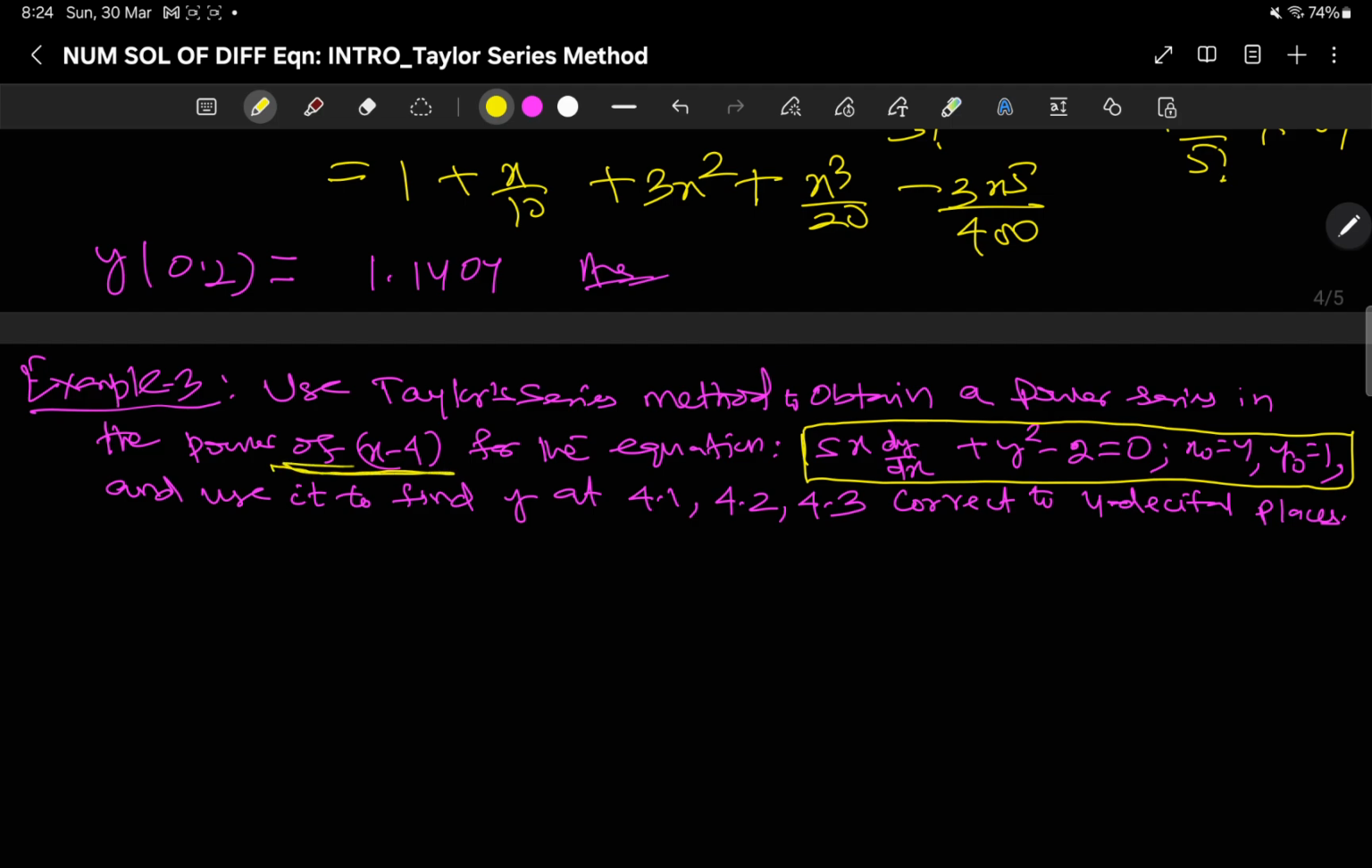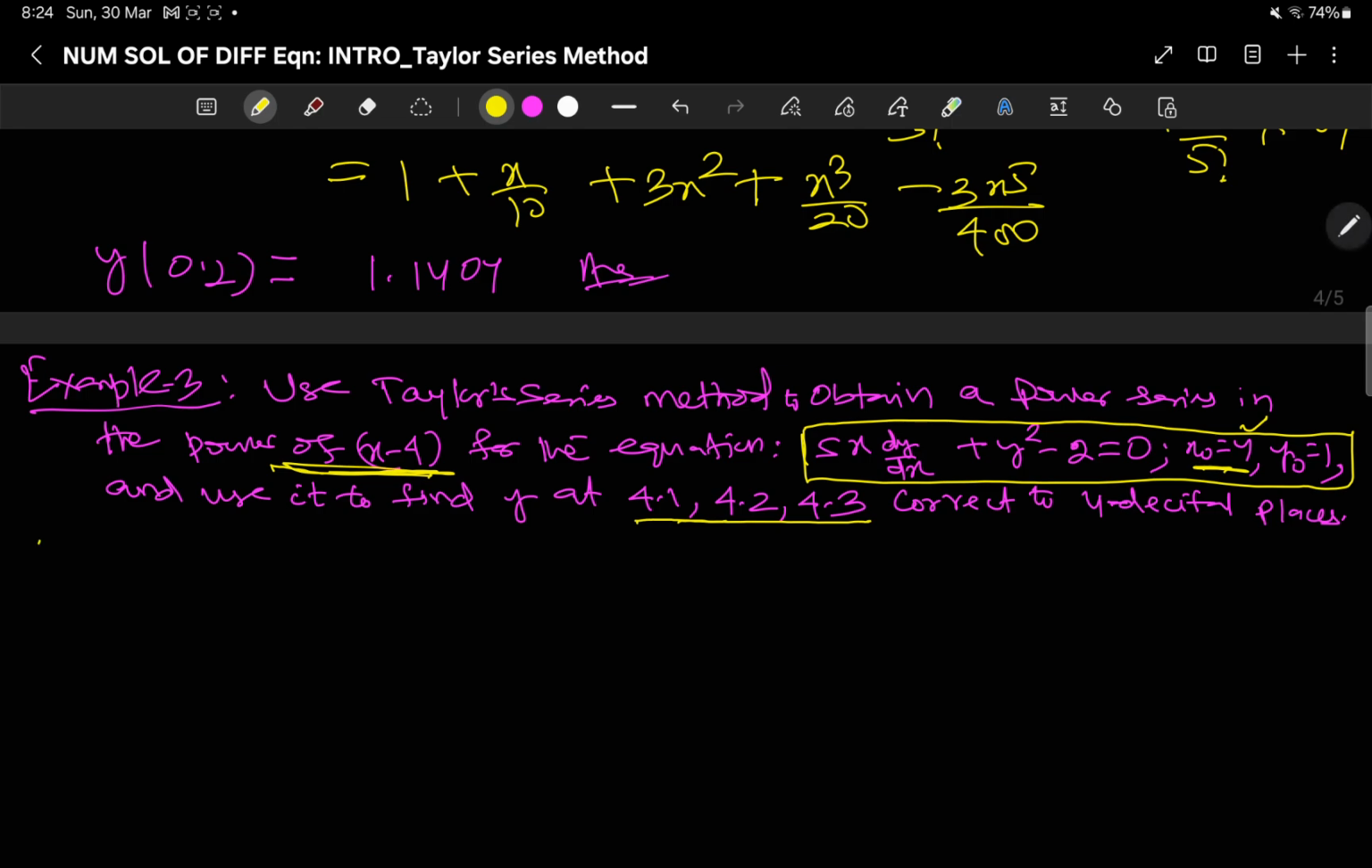Now coming to the third example, you have to obtain the Taylor series as a power series in the powers of x minus 4 and solve the equation 5xy' plus y square minus 2 equal to 0 with the initial condition y0 is 1, x0 is 4. Subsequently we need to find y at 4.1, 4.2, 4.3. Okay, so it is in the neighborhood of 4, not far away from 4, right? So this should be the basic principle.